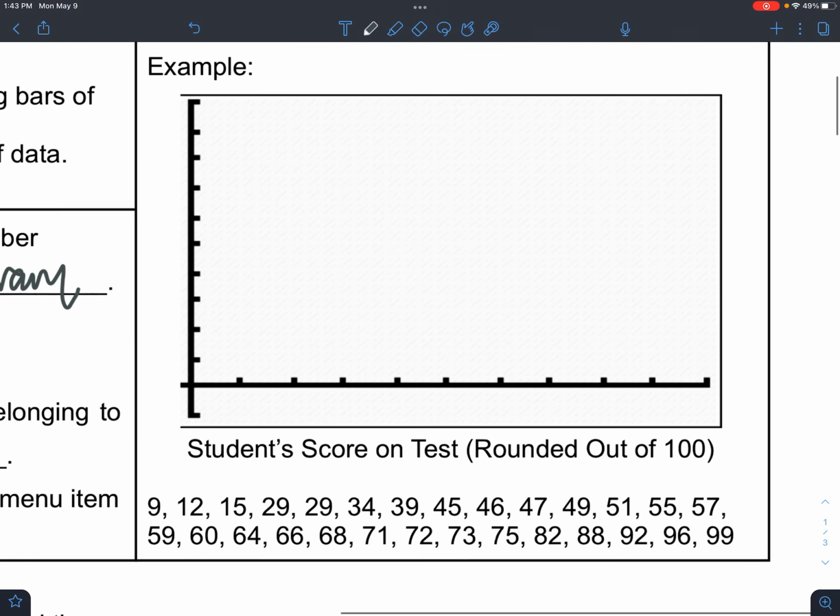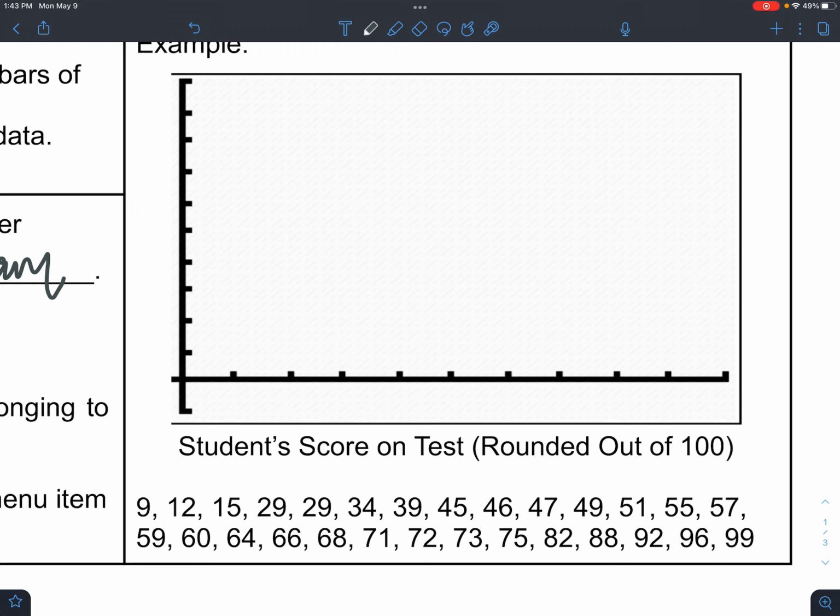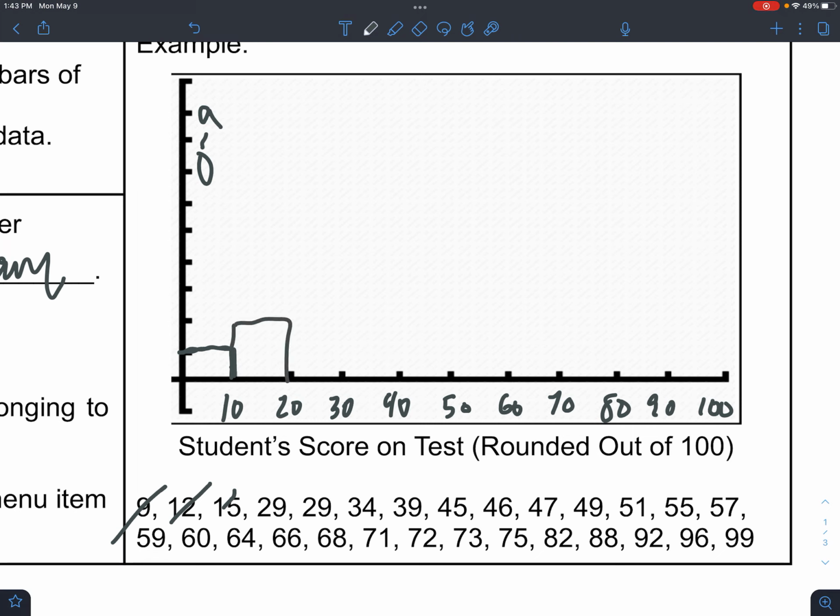Okay, so let me give you an example. So there are 10 marks here, so I'm gonna label these 100 all the way down to 10. And then I see I have only one that falls into this category. To be precise, this is 0 through 9. 2 fall in the next group, which is from 10 to 19. And 2 fall in this group as well, from 20 to 29.